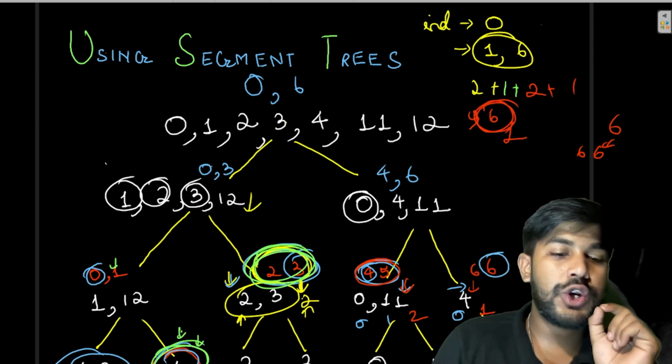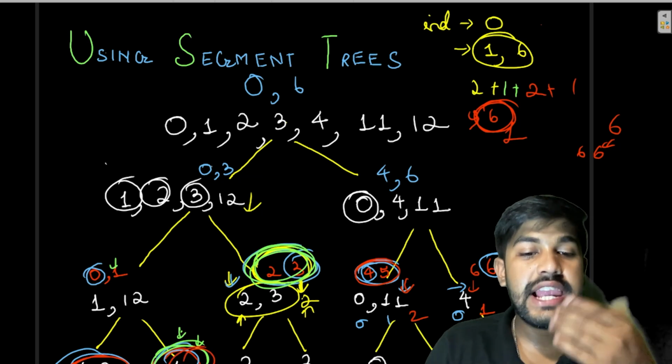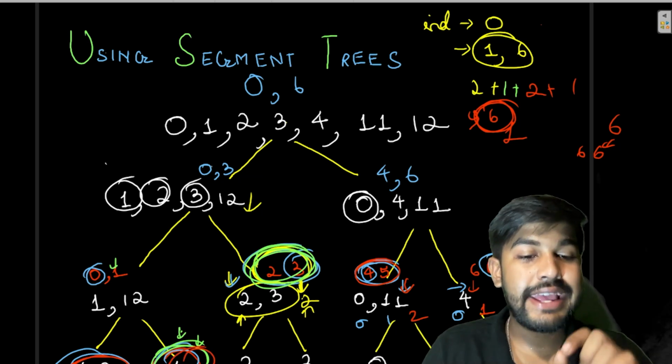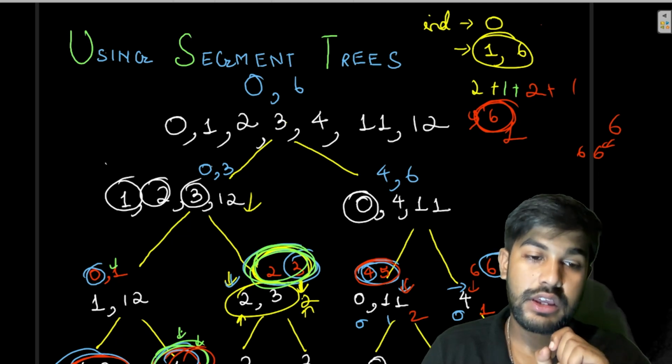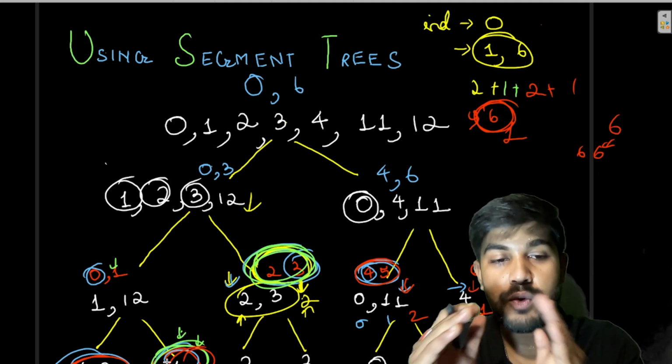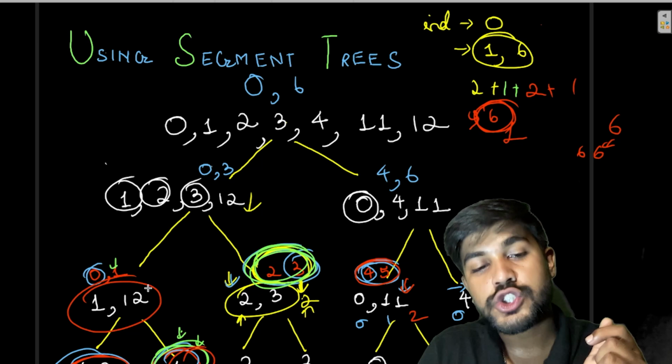So now what we would do is, in the leaf node, when L is equal to R, we would assign the value. Okay. Now when we would go up, we would have the sorted form over it.